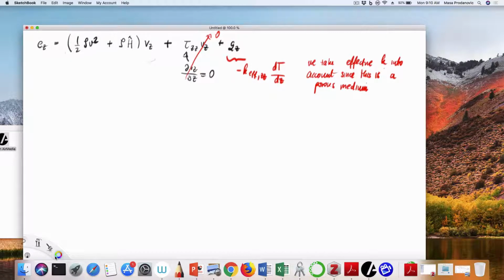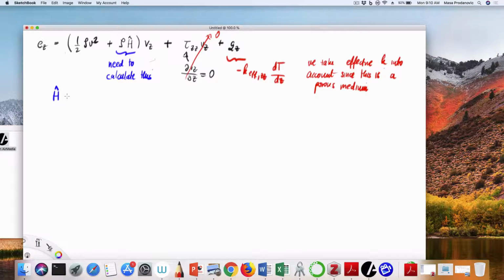So how do we calculate this? I'm not going to derive everything, but I'm just going to sketch the idea of how this is done.